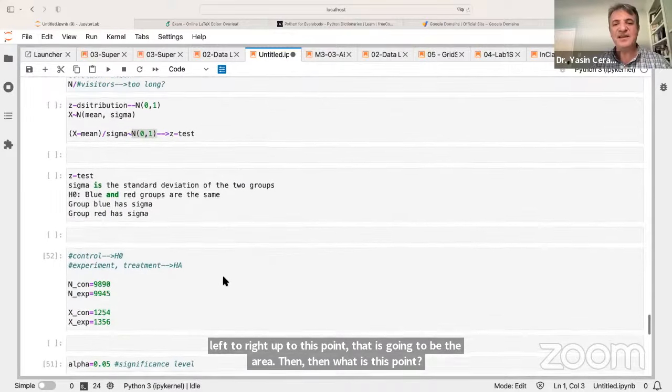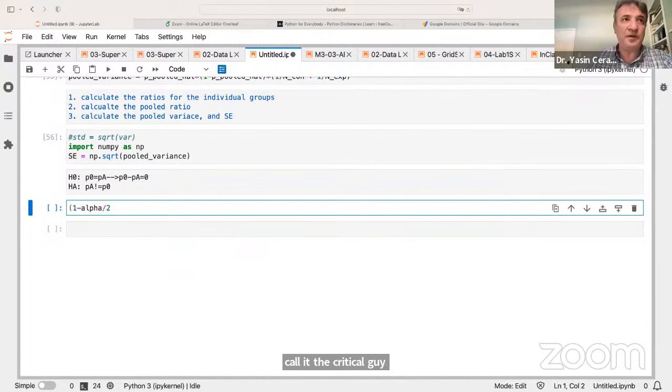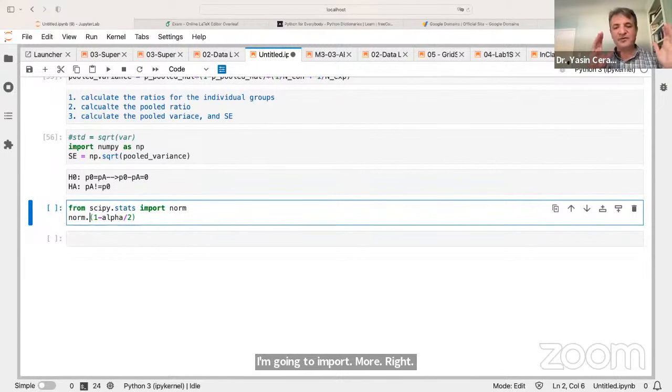I'm going to call it Z critical value. Given this 1 minus alpha over 2, remember, this is nothing but the area under the curve up to that critical point. I'm going to use distribution norm. But before doing that, let me import norm. I know that I didn't import it. And then I see a question. I'm going to check the question in a minute. So I'm going to use scipy.stats and import norm.